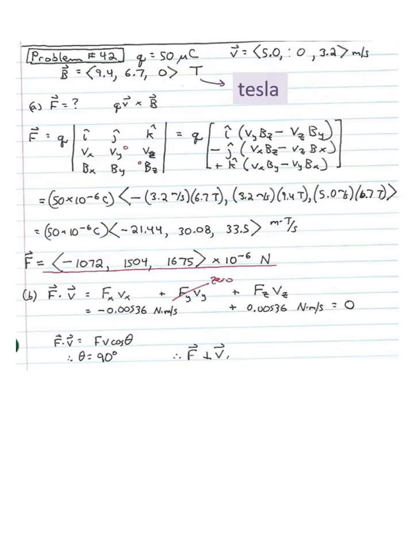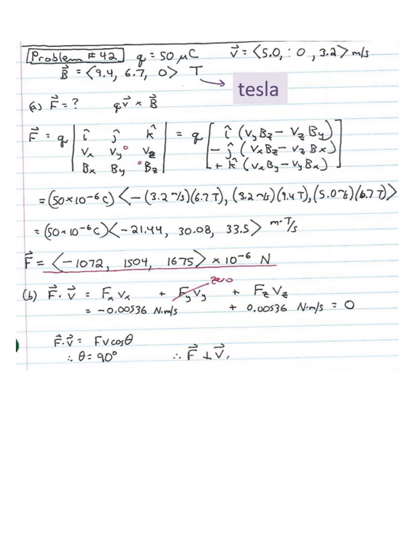Let's look at a problem in the back of chapter 26. This is number 42. It says a particle carrying a 50 microcoulomb charge moves with velocity 5 i hat plus 3.2 k hat meters per second through a magnetic field 9.4 i hat plus 6.7 j hat Tesla. Find the magnetic force on the particle, form the dot products F·V and F·B, to show explicitly that the force is perpendicular to both V and B.